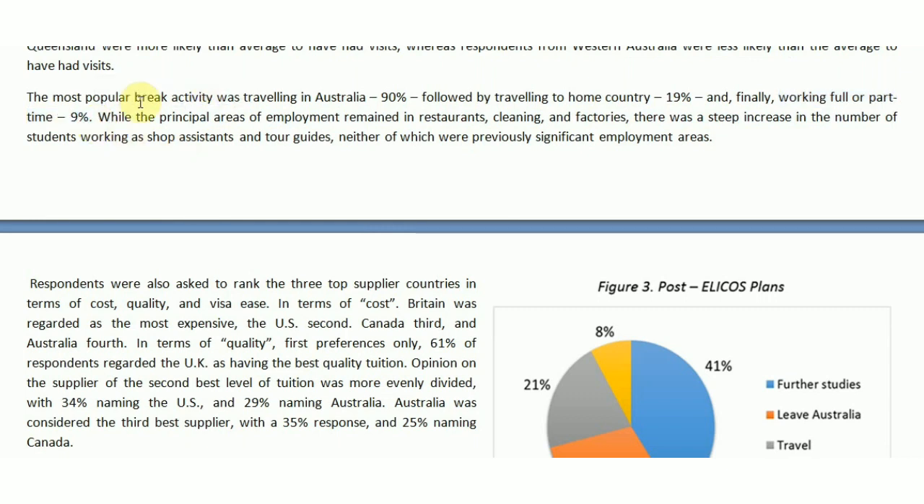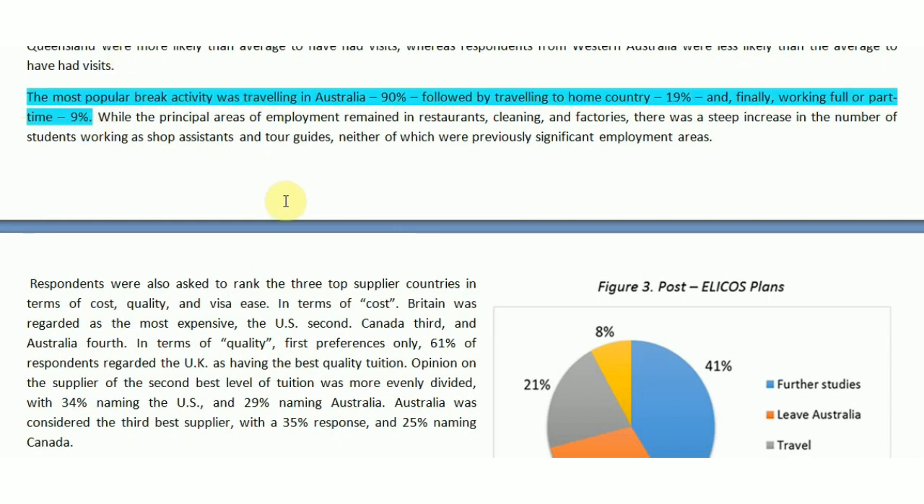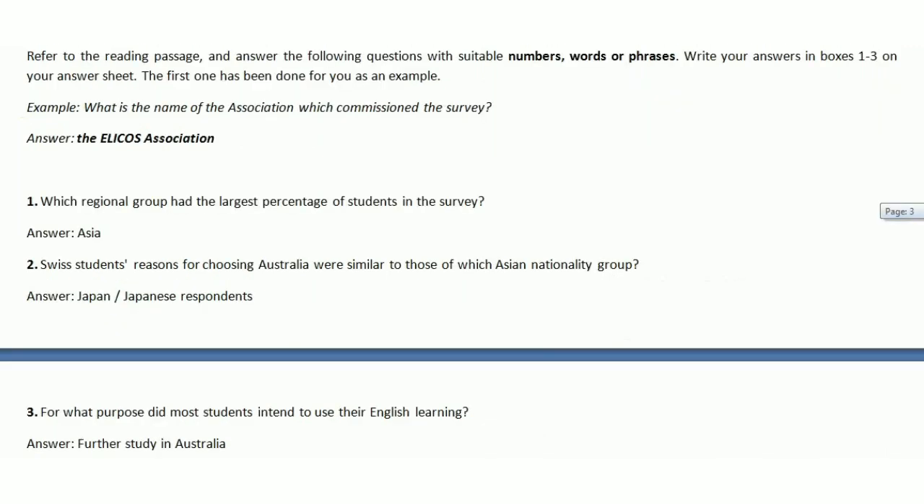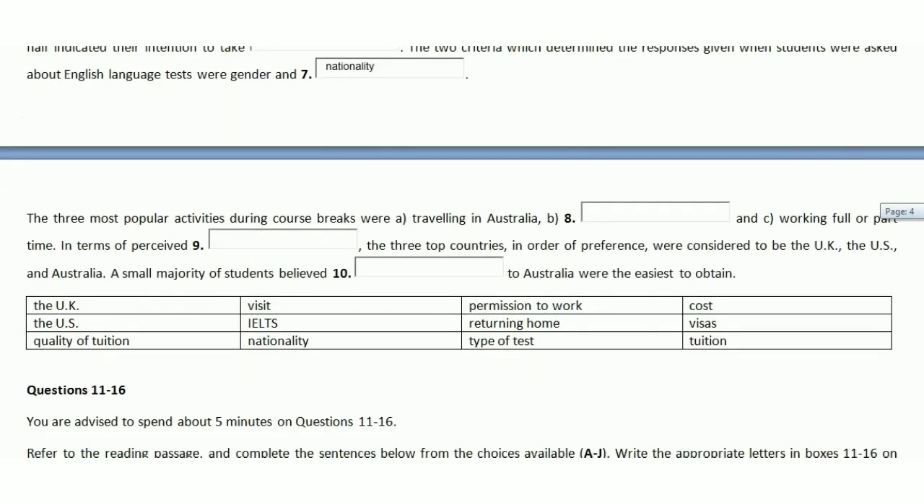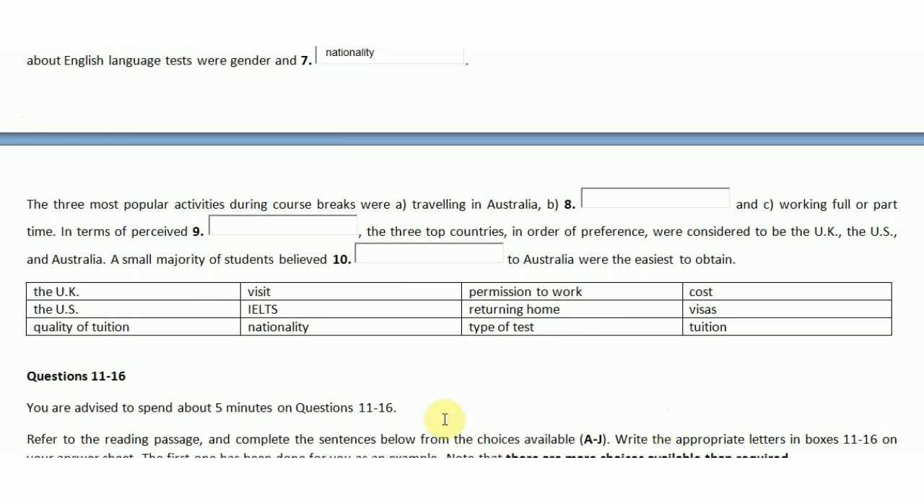So I guess this is the location of the eighth question, and the answer is definitely going to be something like traveling to home country. So let's just see what's given in the box. Traveling to home country.